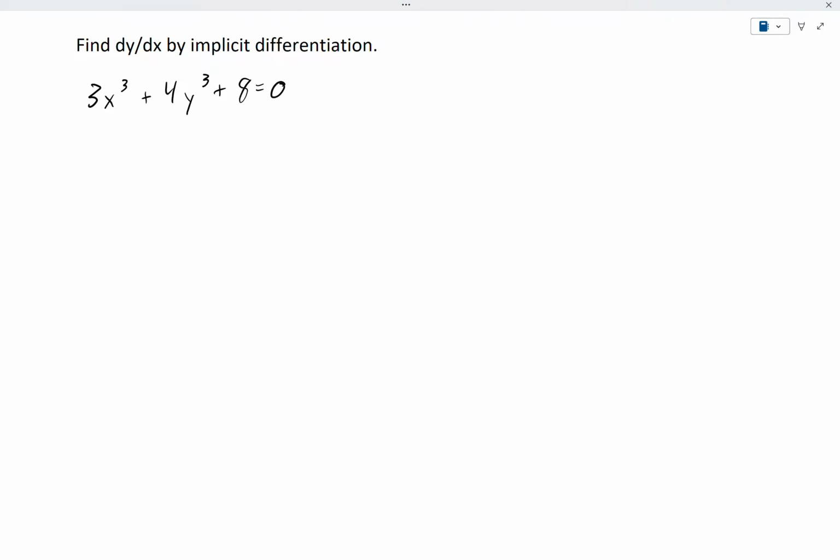So if we were to take the derivative of this implicitly, we take the derivative of both sides, and as you can see, the left side is a bunch of terms, so we're just going to be taking the derivative of those terms individually. So d/dx of 3x^3 plus d/dx of 4y^3 plus d/dx of 8 is equal to d/dx of 0. And I just wrote all those derivatives in there, although a lot of them can be simplified even without writing this first step, just so that you can see how this is working.